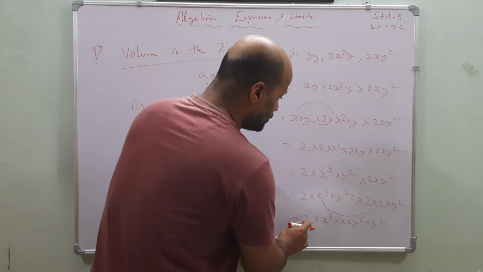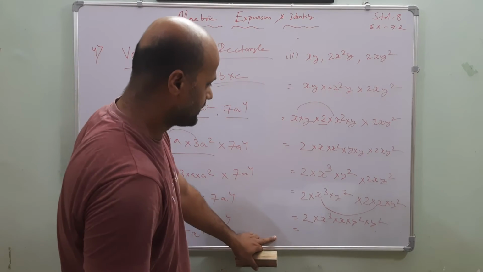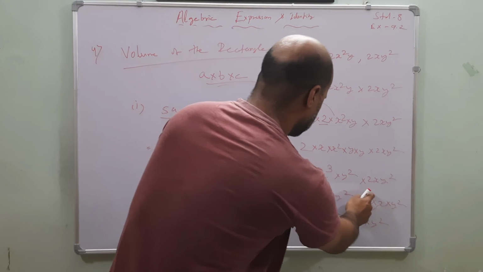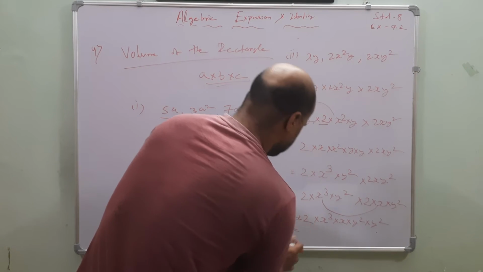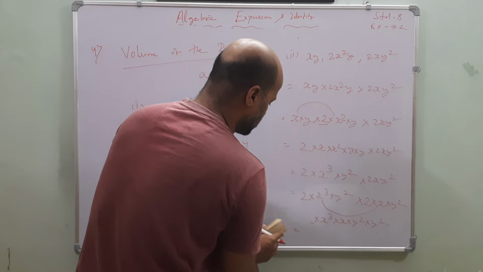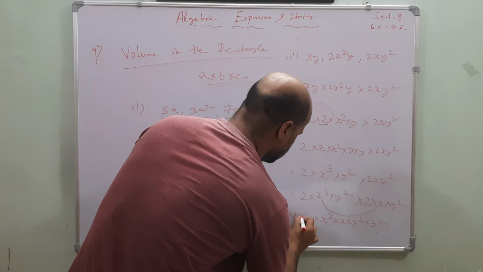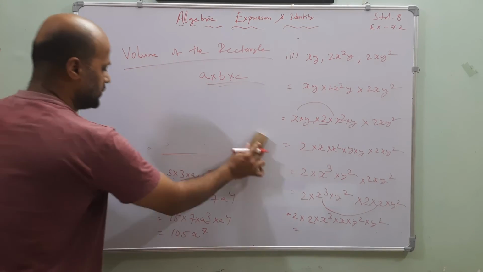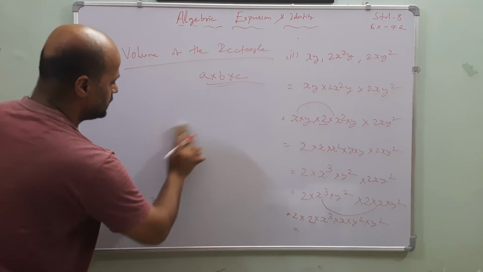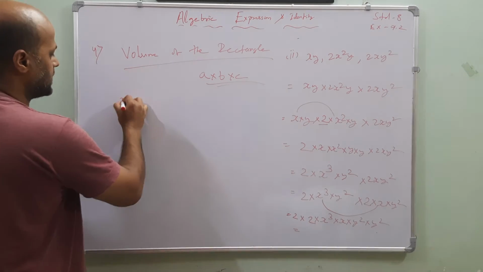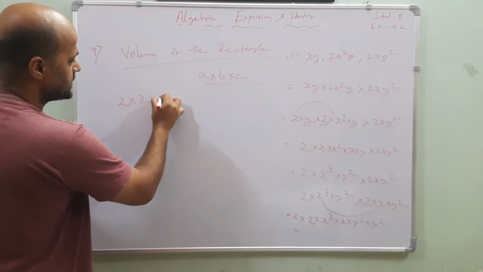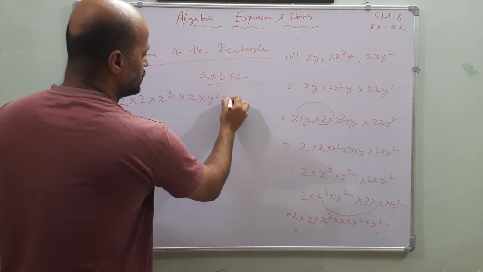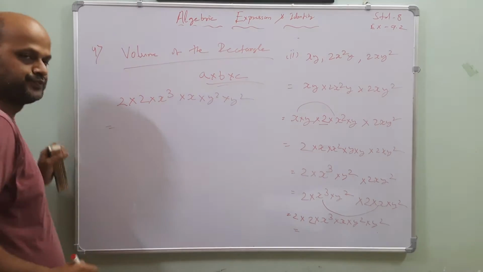Yes, 2 is there. Something is missed by my side. Here the constant I have not written. So write the constant in one place: 2 into 2. Now what is the answer? Shall I erase this one? Okay. I just write down whatever we get below, into x into y square into y square. Who will tell me right now?